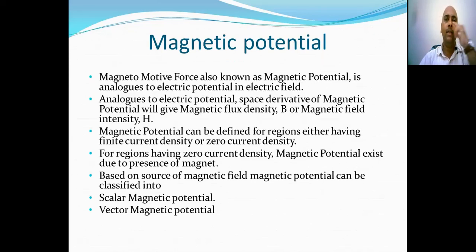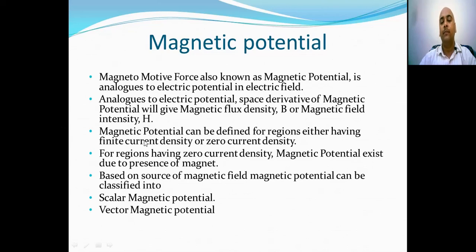Magnetic potential is analogous to electric potential. It is also called magnetomotive force. Magnetomotive force, also known as magnetic potential, is analogous to electric potential in electrical fields. Analogous to electric potential, the space derivative of magnetic potential will give magnetic flux density B or magnetic field intensity H.